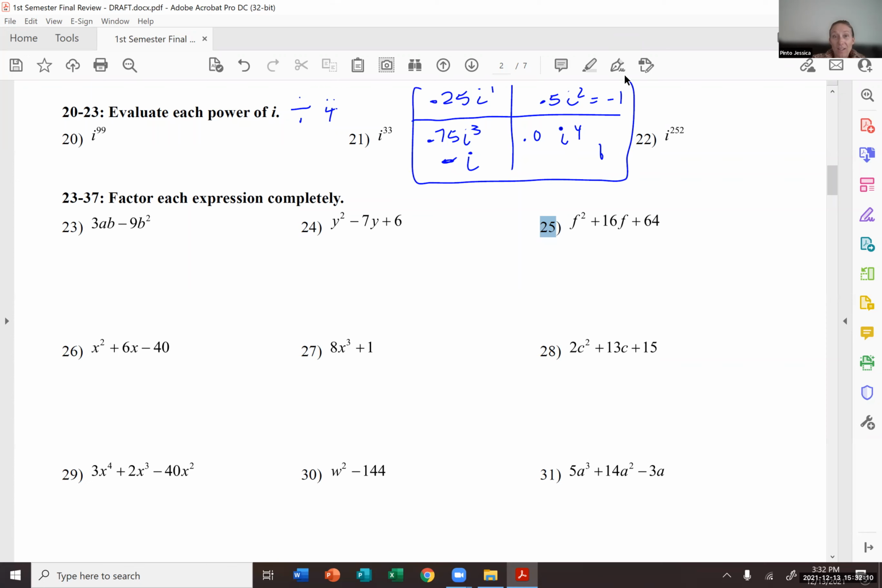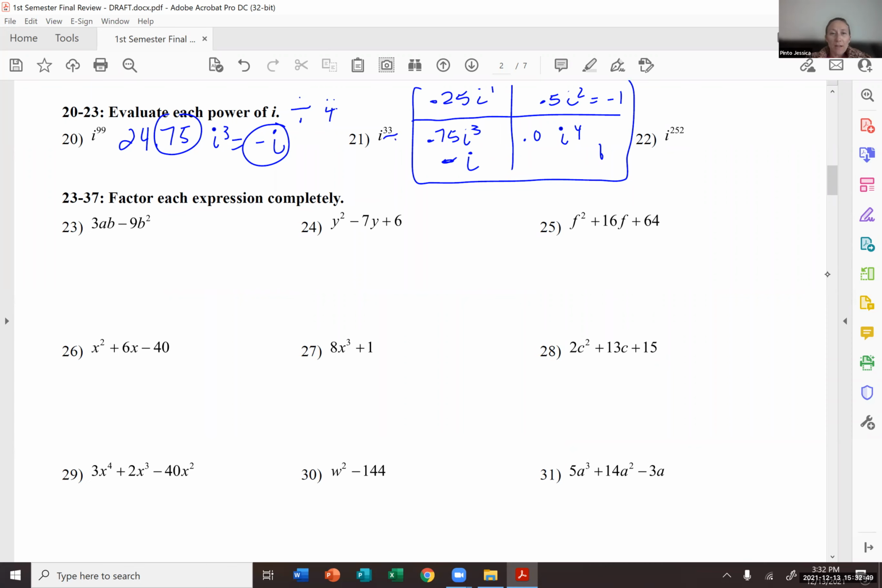So these are the 4 that you need to know. So I divide the exponent by 4. 99 divided by 4 equals 24.75. So 0.75 is i to the third power, which is negative i. i to the third power comes from i to the first power times i to the second. So as long as I know that 0.25 is remainder 1, that's i, and I know that i squared is negative 1, you will be able to figure these out.